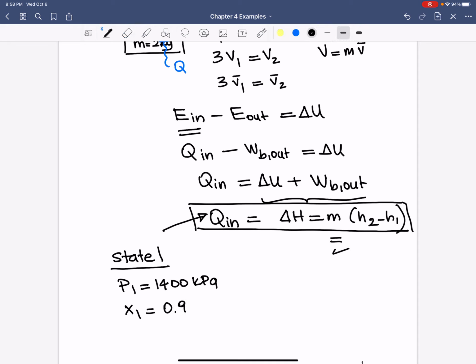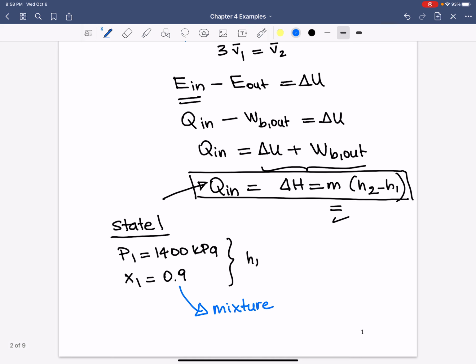0.9. All right, and let's see if we can calculate what H1 is. First of all, by giving you quality, that means they are telling us it's a mixture, right? This tells you that you have a mixture, so there is a phase change going on. And if you have a mixture, we know that the only way to calculate a specific property of a system is through the use of this equation, which utilizes the quality.